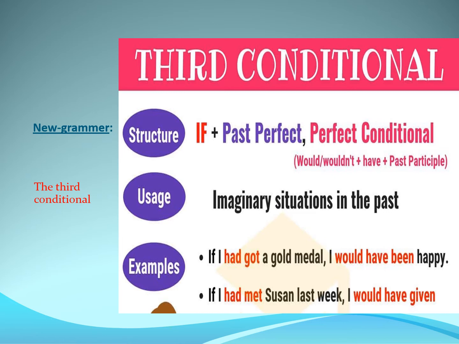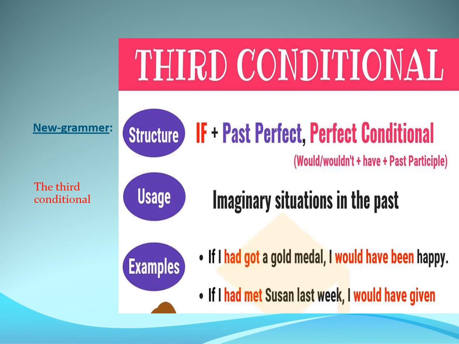Now, let's read these 2 examples. If I had got a gold medal, I would have been happy. If we focus more on this case, we will find that we have if, then past perfect, then would have been, or would have plus past participle. Again, if I had got a gold medal, I would have been happy.